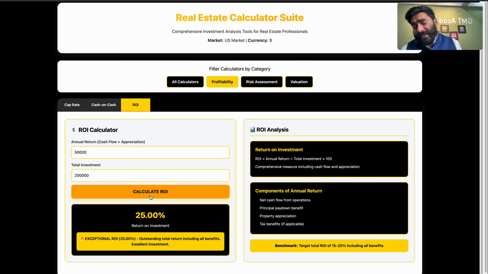But if you have, let's say, 10% or 5%, that would be poor, very, very poor. Sometimes you would see negative ROI as well. If, let's say, the property hasn't performed and value has depreciated, you might see negative ROI also. All right. So this is how we calculate the profitability metrics of real estate investment.